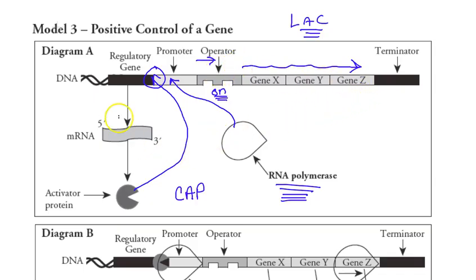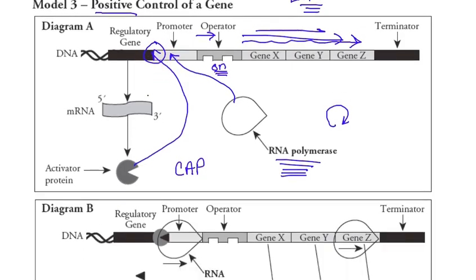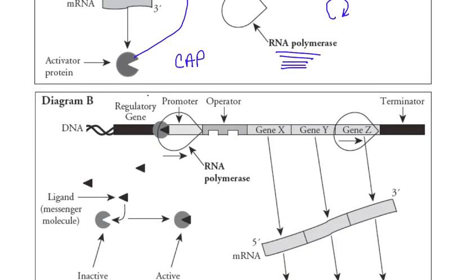We can think of the positive control as a volume control. I can turn the gene on and off with a regulatory protein like we just talked about. That's negative control. But I can increase the rate of the production of these genes and turn the volume all the way up by having this activator protein attached. That's the difference here.